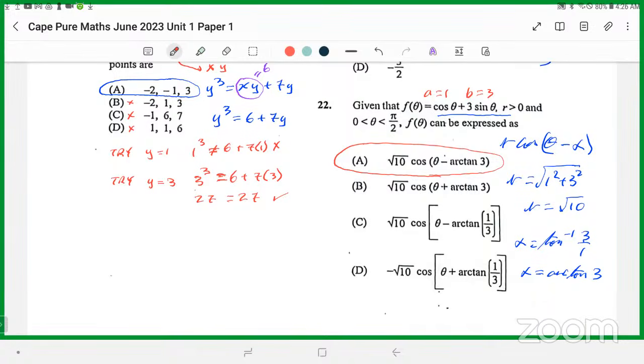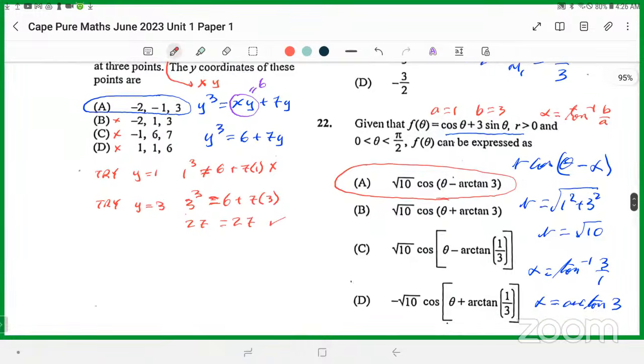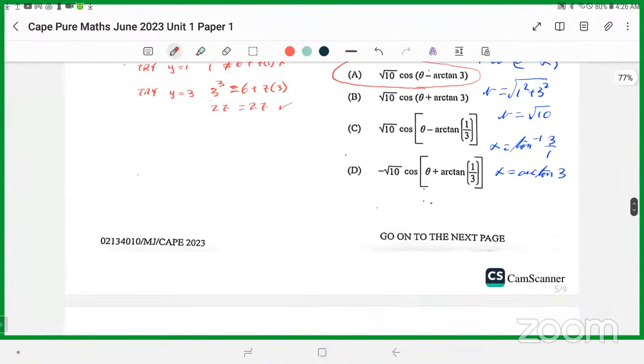Tan to the minus 1 of B over A, guys. Remember, it's B over A. Alpha is tan to the minus 1 of B over A, not A over B, since it is R cos. Tan to the minus 1 of B over A. The B is 3. All right, let's continue down here.